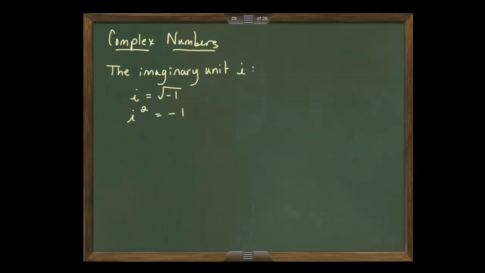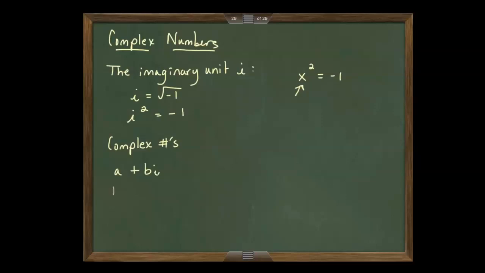So the definition for the imaginary unit i really arises from solving an equation such as x squared equals -1. Notice here that there's no real number that we can square and get a -1. And so that is why we need to define that imaginary unit i. Complex numbers are of the form a plus bi.